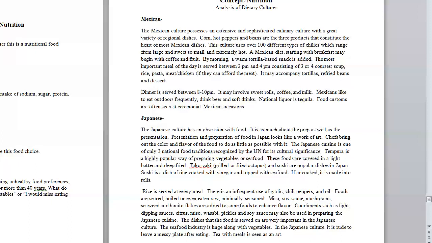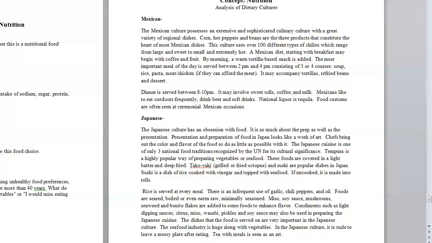Then we have the Japanese culture, which has an obsession with food. It is much about the prep as well as the presentation. Presentation and preparation of food in Japan looks like a work of art. Chefs bring out the color and flavor of the food, so they do as little as possible with it. Japanese cuisine is one of only 3 national food traditions recognized by the UN for its cultural significance.